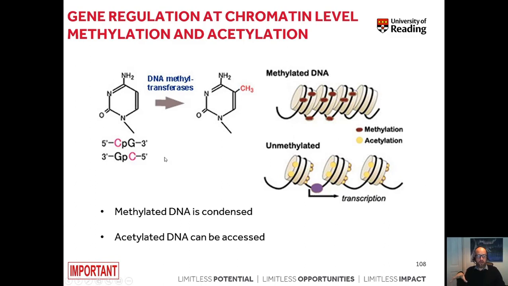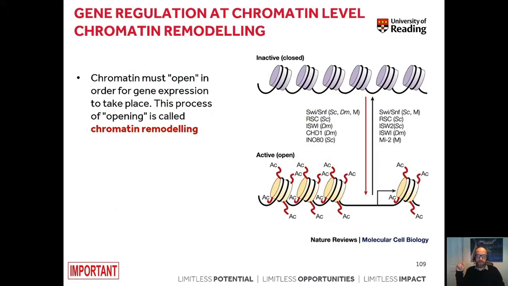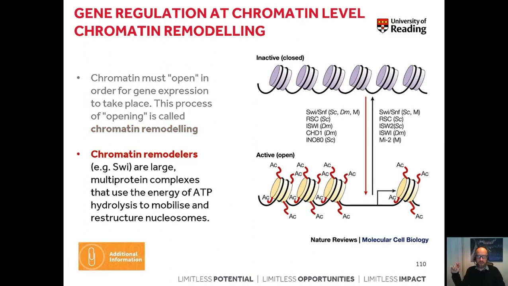So usually during opening up of the DNA, methyl groups are removed by an enzyme called DNA methyltransferase and acetylation is added. This process is actually quite complex, and all you need to take home from here is to remember that gene regulation at chromatin level is achieved by chromatin remodeling, and you also need to remember that this involves adding acetylation to the histones and removing methylation patterns.